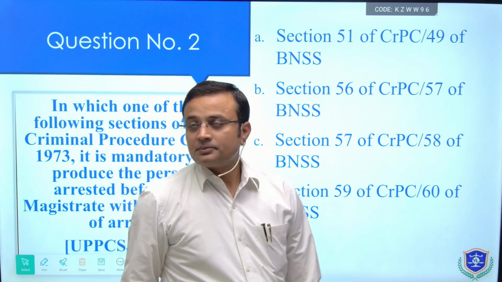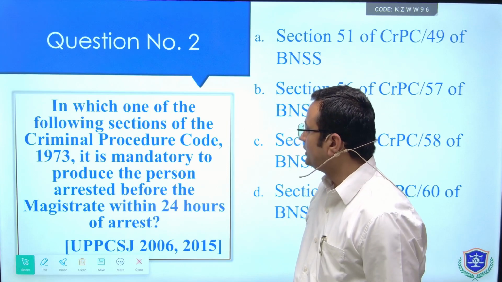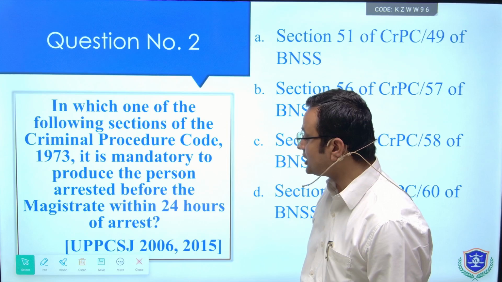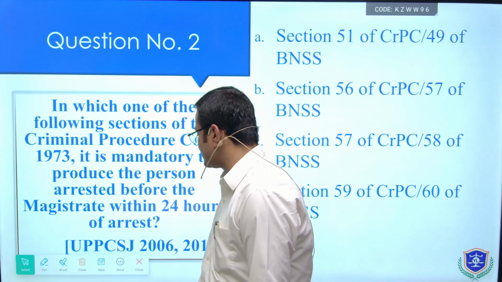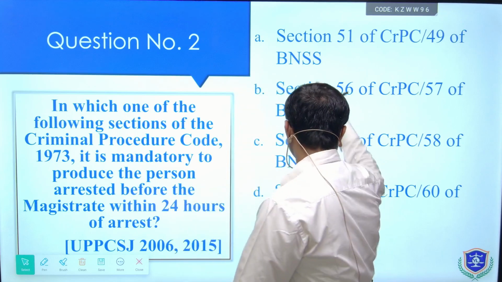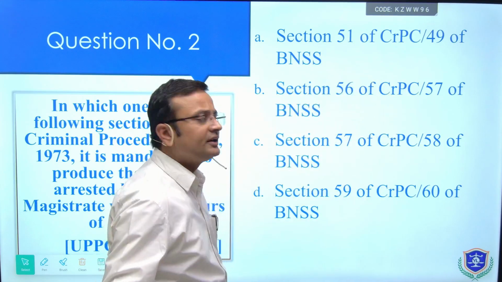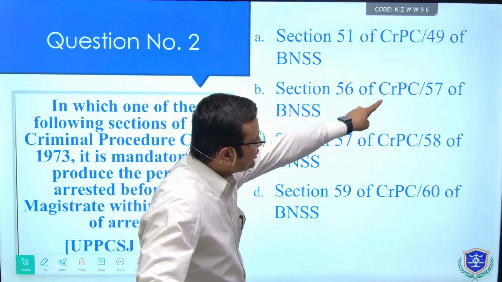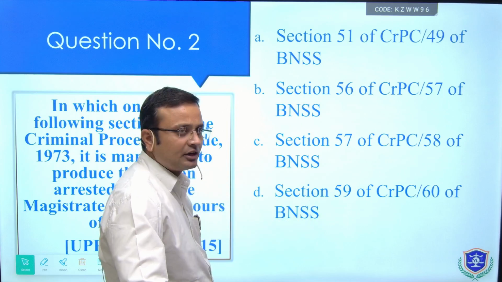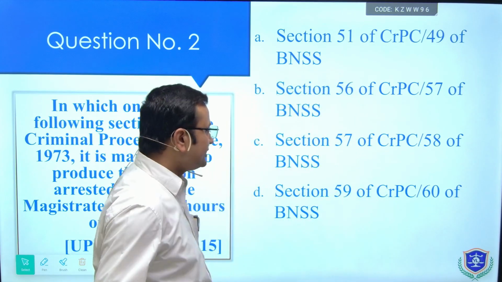Next question is: in which one of the following sections of CrPC is it mandatory to produce the person arrested before the magistrate within 24 hours? Now this question has been asked twice in the UP PCSJ exam, 2006 and 2015. Now let's see the options. The options are section 51 of CrPC, which has now become 49 of BNSS, section 56 of CrPC, section 57 of CrPC, or section 59 of CrPC. These are a little confusing, but you have to just remember the section and you will get the exact answer.